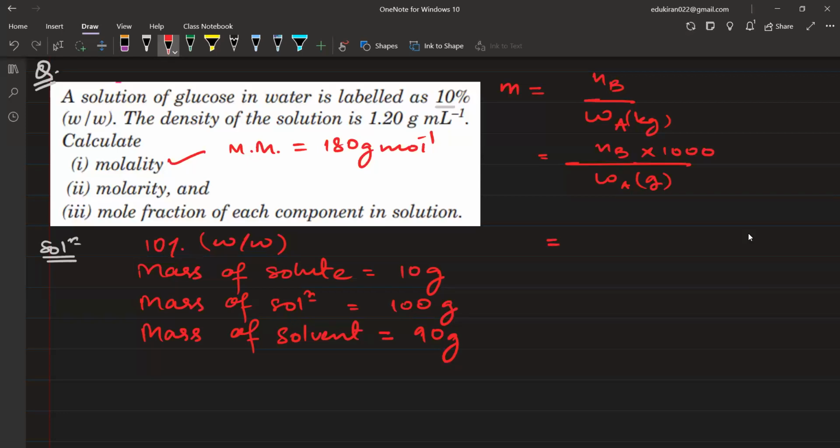First of all, calculate the number of moles. Calculate the number of moles of solute. The mass of solute divided by the molar mass of the solute. Mass of solute is 10 grams. Divide by 180 grams per mole. You will get the answer in moles. You can keep this as 1 by 18 also, and then further plug in the value here.